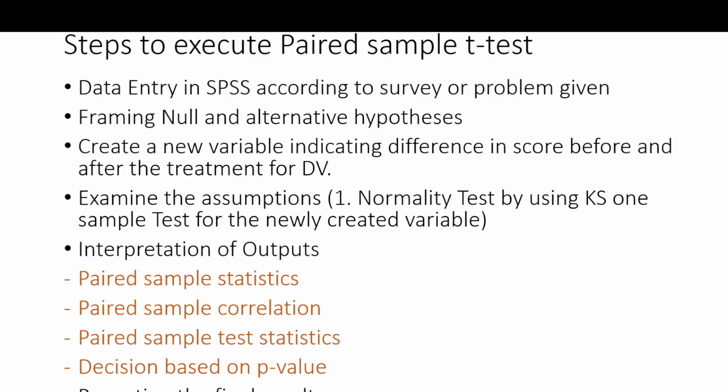Now, what are the steps to execute paired sample t-test in SPSS? Data entry in SPSS according to the survey or problem given, framing null and alternative hypothesis, create a new variable indicating difference in the score before and after the treatment for a dependent variable. It is a very important step because we have discussed one sample t-test and independent sample t-test. In that, we examine the test statistics based on the observations we found in the survey or the observations which have been given in the problem. But in the paired sample t-test, you are required to compute a new variable, that is differences in score before the treatment and after the treatment, and that difference is the basis for further calculation. Examine the assumptions, normality test by using the one sample test for the newly created variable, and interpretation of outputs: paired sample statistics, paired sample correlation, paired sample test statistics, decision based on p-value, and then reporting the final results.